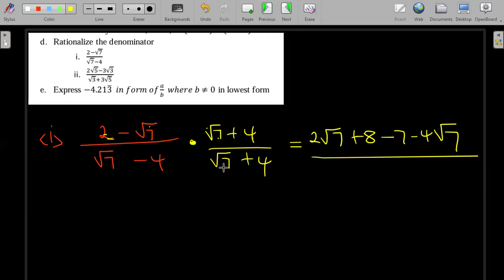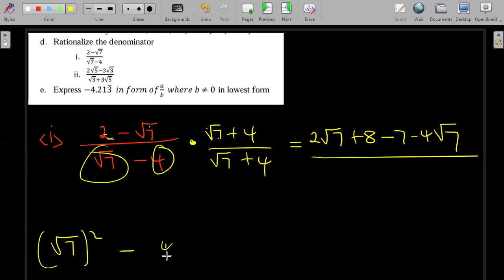Here I have expressions that are conjugates of each other. Whenever you have expressions that are conjugates of each other, you use a shortcut. You just get the first term, which is root of 7, you square it, and then you say minus, always put a minus, then you get the second one, which is 4, and you square it. The square and the root will cancel, so I'll remain with 7 minus 4 squared, which is 16. So this will be minus 9.